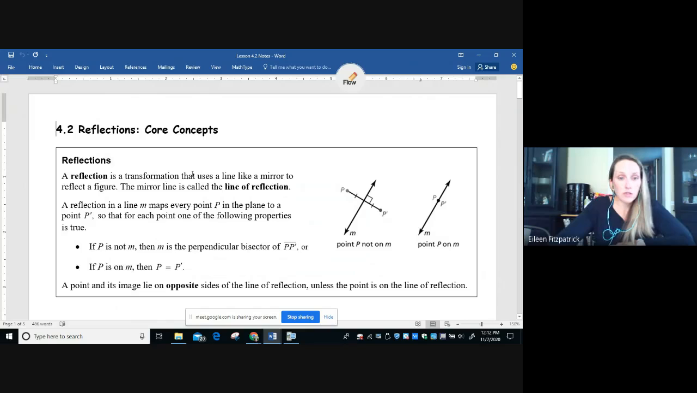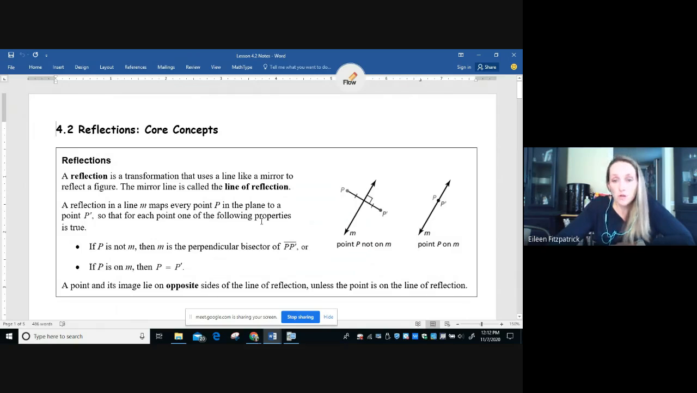So a reflection is a transformation that uses a line like a mirror to reflect an image. The mirror line is called the line of reflection. You can see here in this diagram that we have point P and point P prime. Here is my pre-image, here is my image. It flipped over, it reflected over line M. M is called the line of reflection.